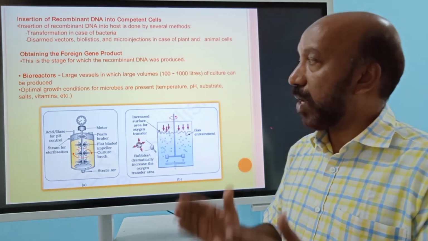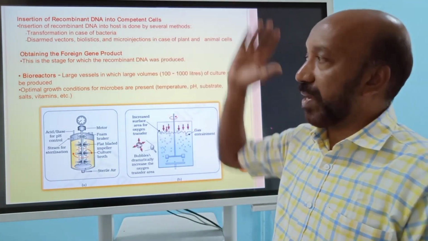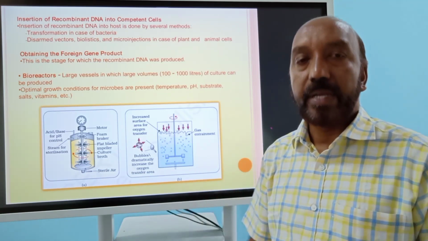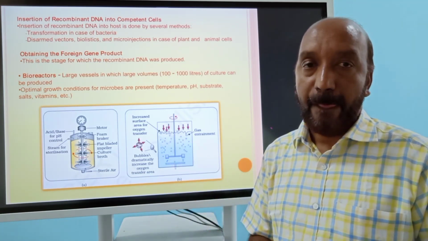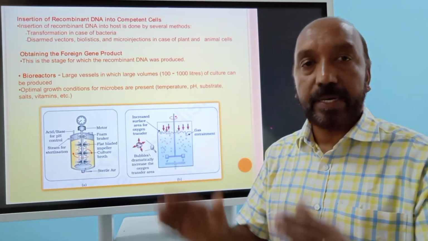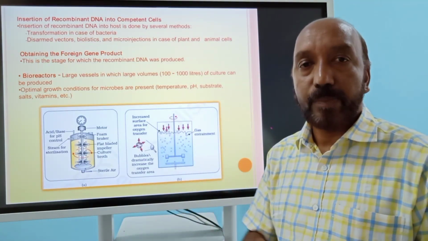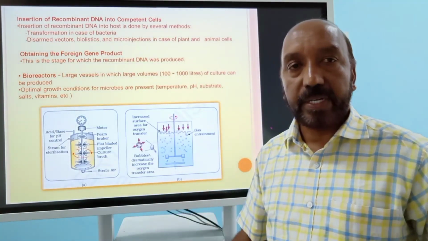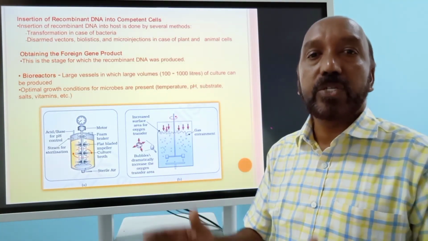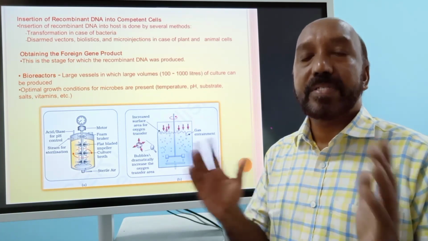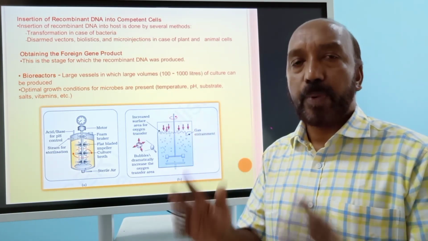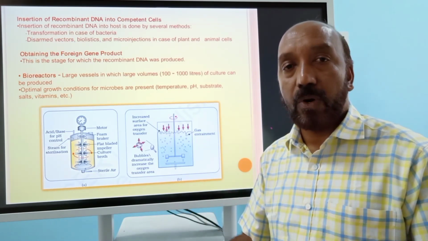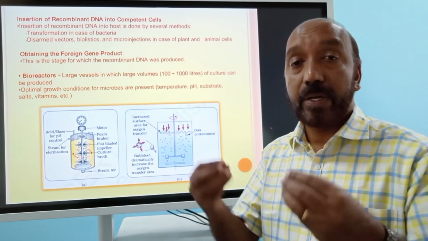And how will we obtain these proteins? We culture these microbes in controlled conditions in large vessels. These vessels where we culture the genetically modified organism to get the product are called bioreactors. These bioreactors have a capacity of 100 to 1000 liters and very controlled conditions, which provide all the requirements for the growth as well as multiplication of the genetically modified organism.